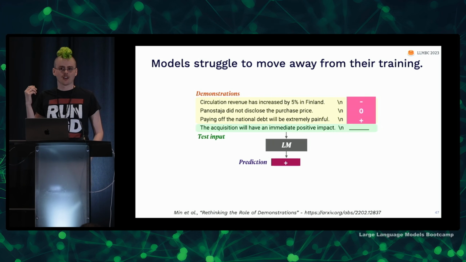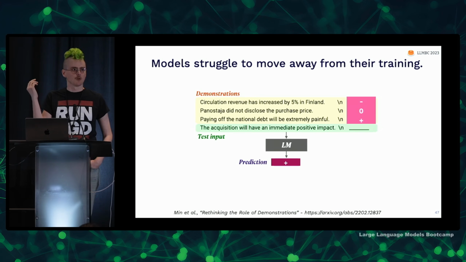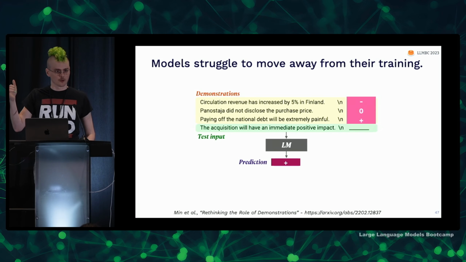If you do that with a regular neural network and actually train it with gradients, it will immediately pick up that this is the way the label should be.